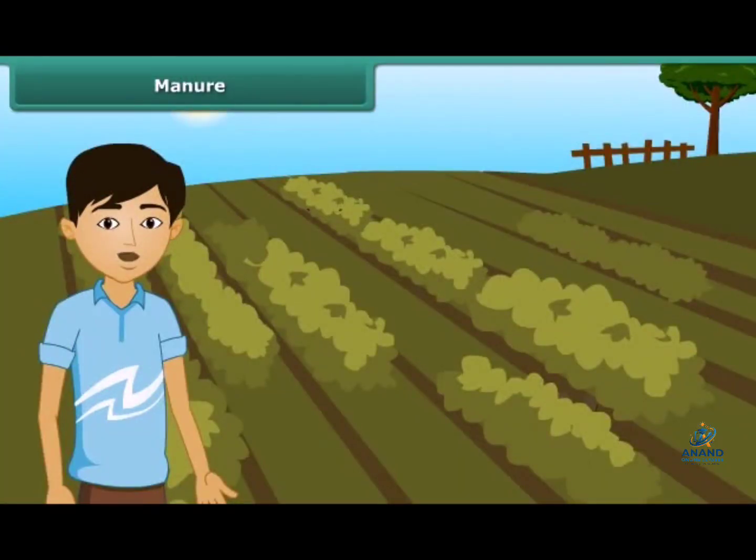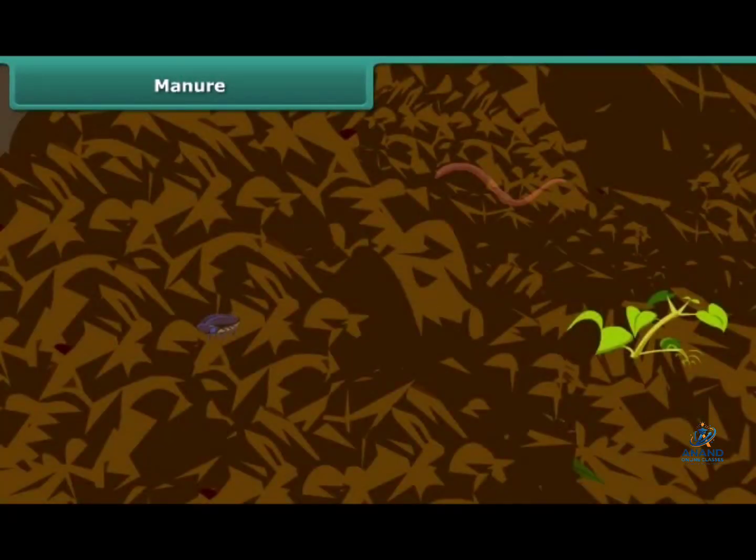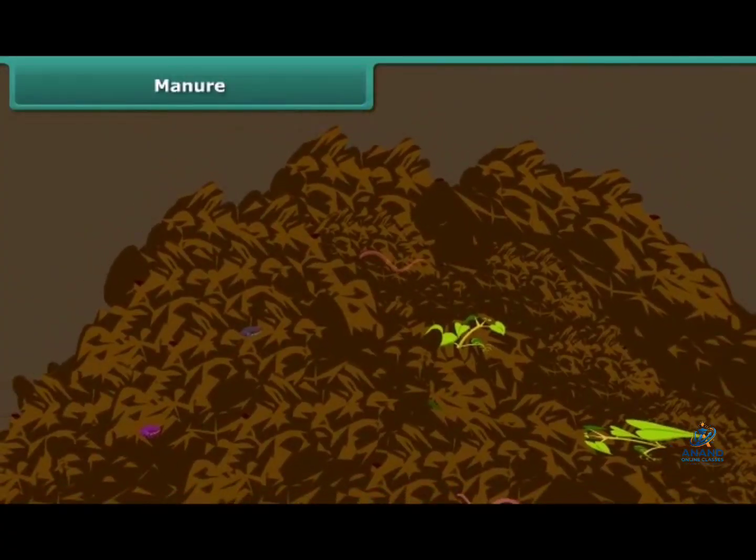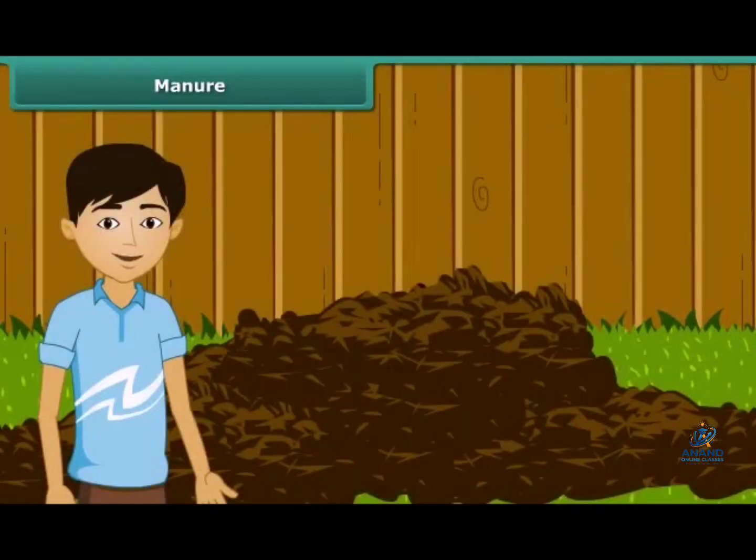Friends, now let us move on to the next topic of this module. I'm sure you must have heard the term manure many times. Do you know what it is? Okay, let us see. Manure is an organic substance obtained from the decomposition of plant and animal wastes. To make it, farmers dump plant and animal wastes in pits at open places where it is decomposed by microorganisms.